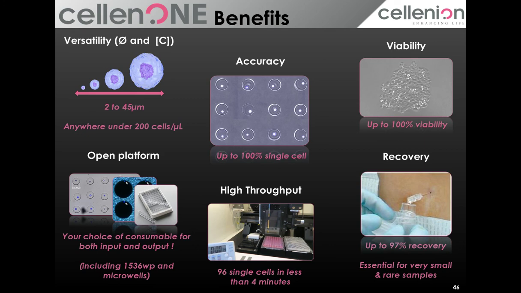So just to summarize the main benefits of our technology, we offer a system that is very versatile and accurate. It will isolate up to 100% of single cells. It will keep the cells alive, maintaining a very high viability. It is an open system. You can use any of the consumables of your choice, and we are reaching a high throughput, a fast isolation process. As an example, 90 single cells were isolated in less than 4 minutes.